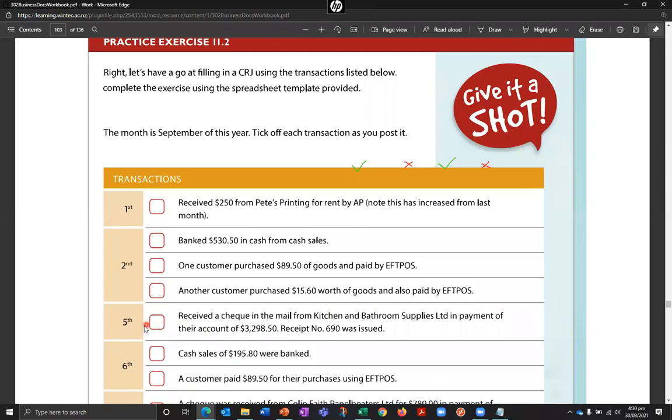On the 5th of September, we received a cheque in the mail from Kitchen and Bathroom Supplies Limited in payment of their account of $3,298.50. We issued a receipt, which was number 690. So the details that we use for this one, again, we know that we've received a cheque. And remember, for every cheque that we receive at BMC, we give a receipt. So here is who it is from. Here is the total. And here is the folio.